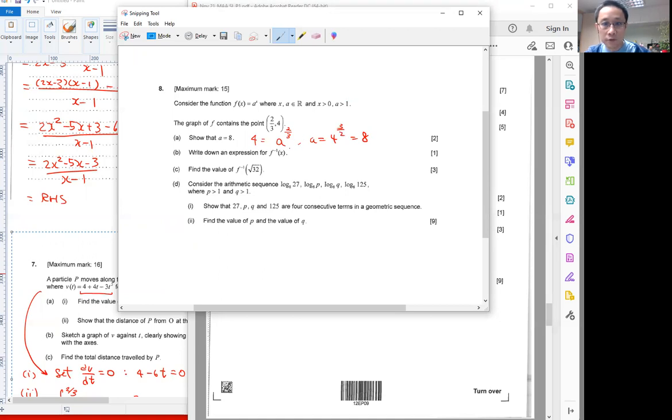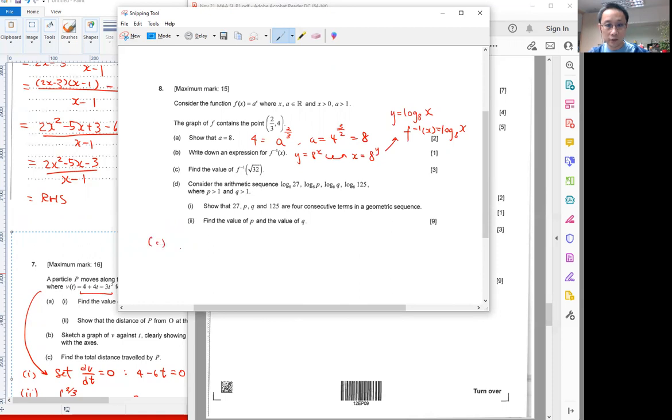Write down an expression for the inverse of 8 to the power of x. So this is the original. You want to find the inverse by reversing the roles of x and y, and then you make the new y, which is the old x, the subject. So y equals log to the base 8 of x, because that's how you invert an exponential function. So the inverse function is log to the base 8 of x, and it's only worth 1 mark.